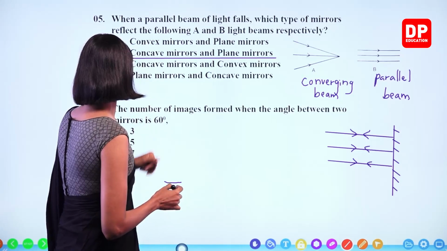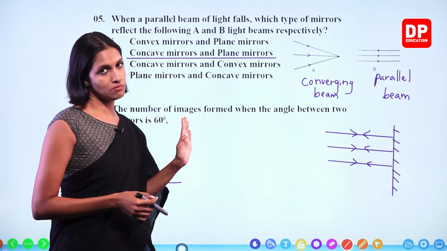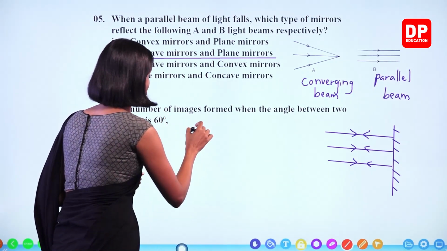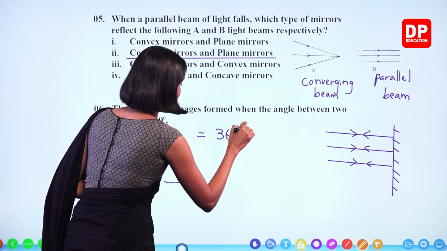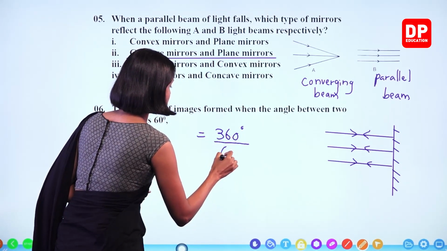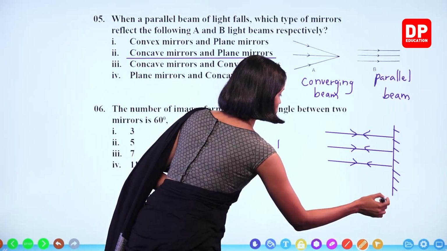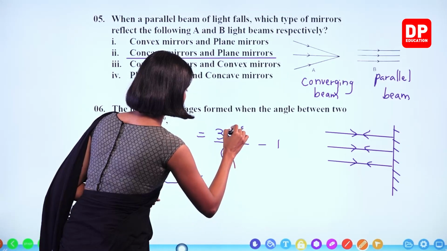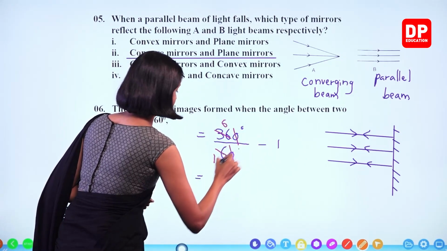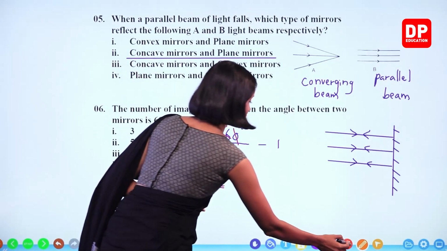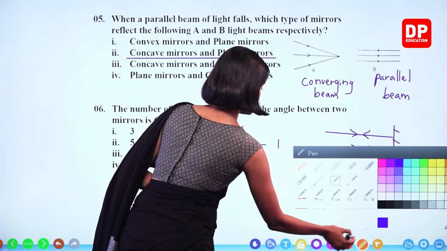Right. Number 6. The number of images formed when the angle between two mirrors is 60. Maybe some of you can remember, but we will calculate this. So how to calculate this? You have to divide 360 by the angle given, 60, minus 1. Right? So how to do this one? You can cut 0 to 0. 1, 6. Here 6. 6 minus 1, 5. So what is the answer then? 5 images are formed. Okay?